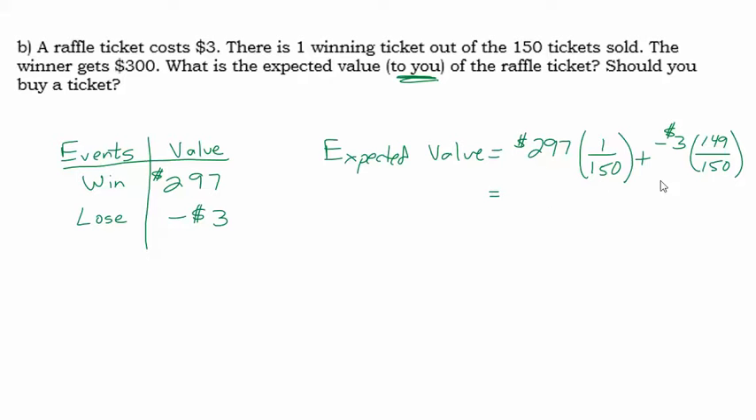All right, so let's multiply this out. Remember, you have to do the division before the addition. Go ahead and pause the video and put that into your calculator. All right, so I came up with negative $1. So every raffle ticket I buy, my expected value is I'm losing $1. Okay, now there's another way to look at this.